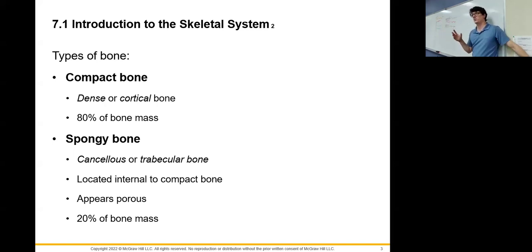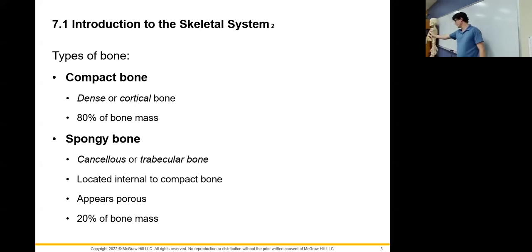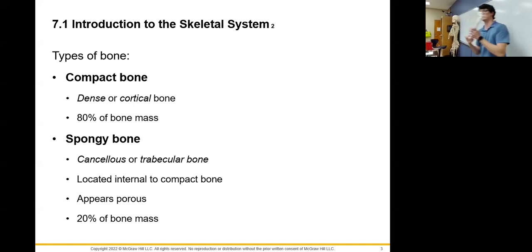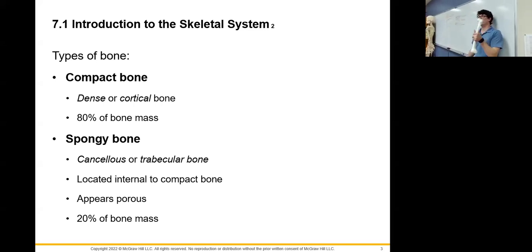It's only going to make up around 20% of our bone mass. Now, in the case of something like our long bones, something where we need a bunch of strength, where do you think we're going to find that spongy bone? Would it be right here, like where I'm holding it? Is that a good place for us to put a bunch of spongy bone? Probably not, right? Because this is where we're going to be exerting force.